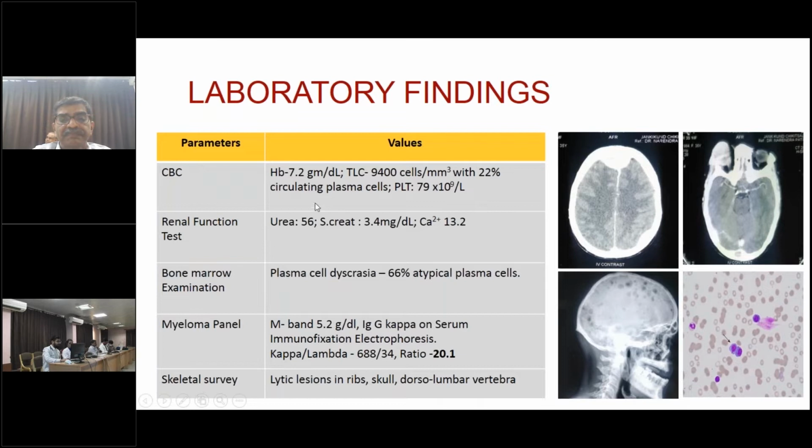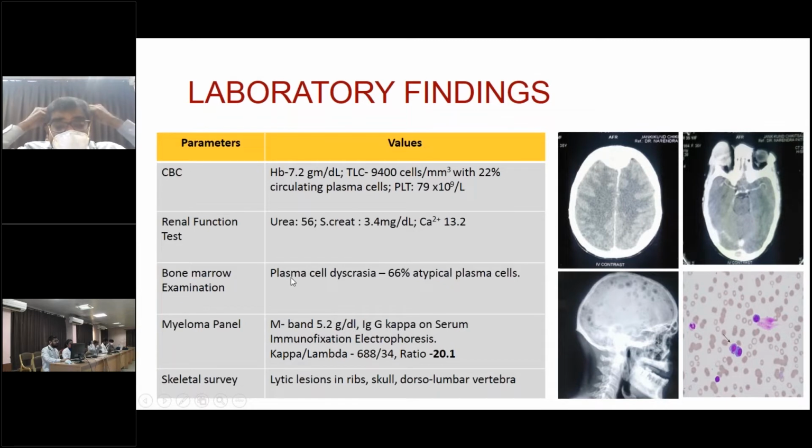When we noted the complete blood counts, there was something quite intriguing, and there were 22% abnormal cells noted. However, when we evaluated in our laboratory, we found that those were 22% abnormal plasma cells. And there was, as pointed out, anemia as well as a significant thrombocytopenia. Further investigations revealed that the patient had significant hypercalcemia with a calcium level of 13.2 and a serum creatinine of 3.4 milligram per deciliter, which was new onset, making it a diagnosis of AKI.